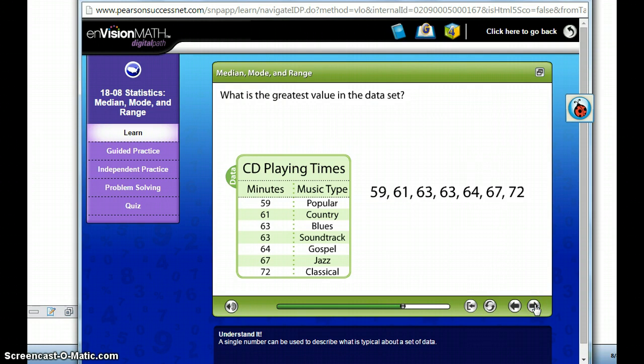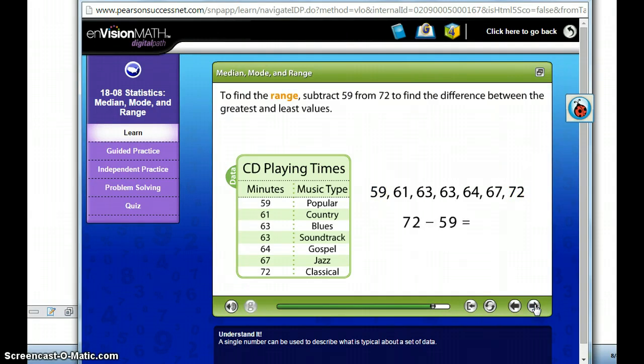What is the greatest value in the data set? 72. The greatest value is 72. What is the least value? 59. The least value is 59. What is the range of the number of minutes of playing time?